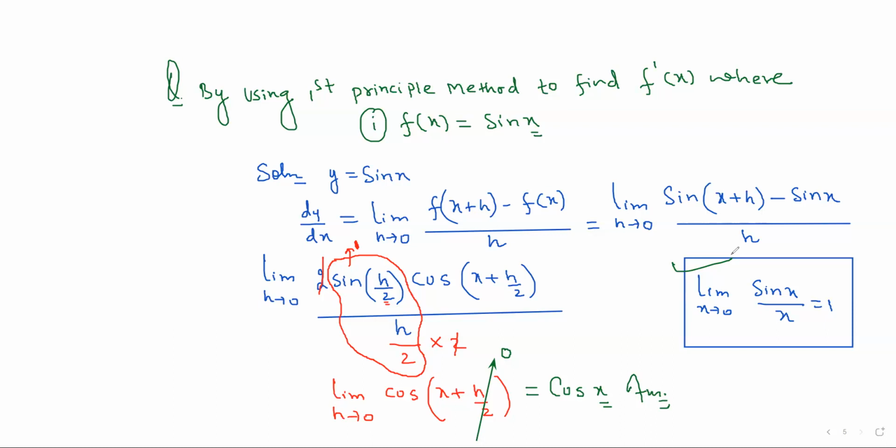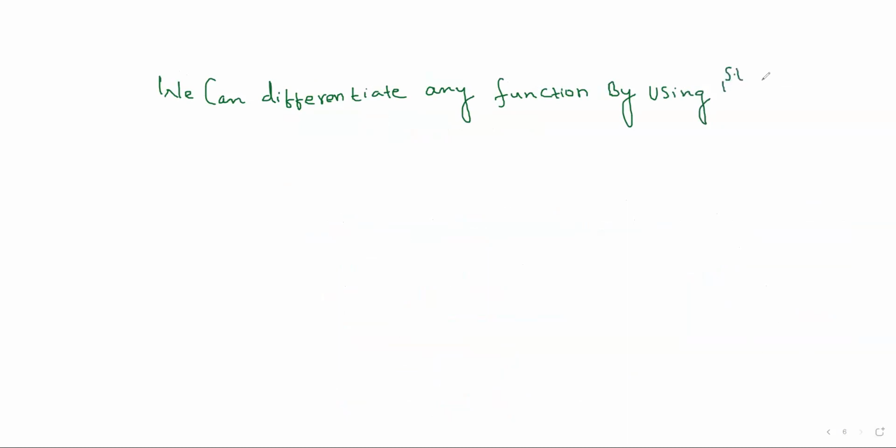Beta, tell me, clear now? So, beta, we can differentiate any function by using the first principle method, or delta method, or ab initio. We can solve any question by this first principle. Any question.